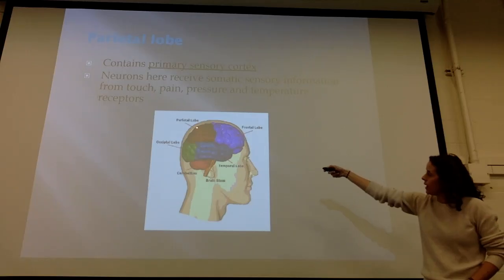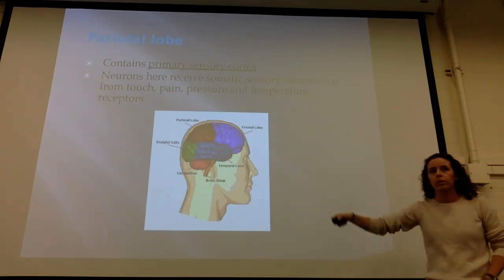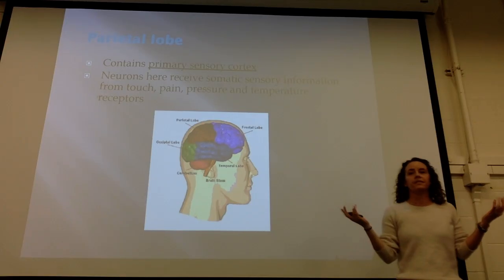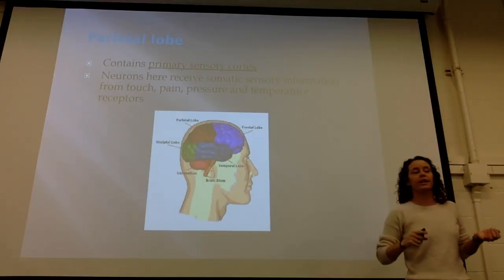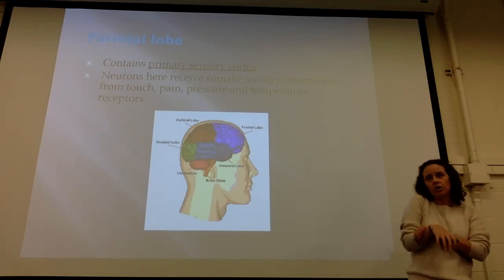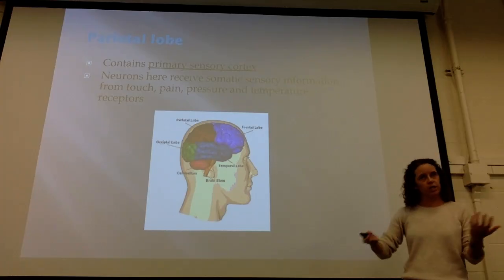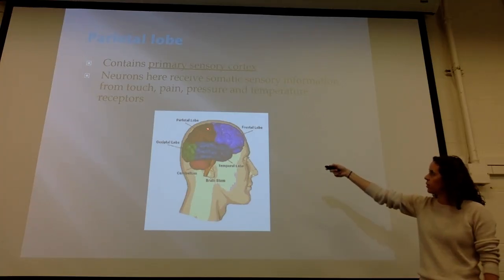Parietal lobe, right underneath the parietal bone, sensory cortex. So all the different pieces of sensory information, and we'll look at sensory information closer next week. All the little pieces that we feel, tickle, temperature, vibrations, all of that information gets sent to the sensory cortex here.